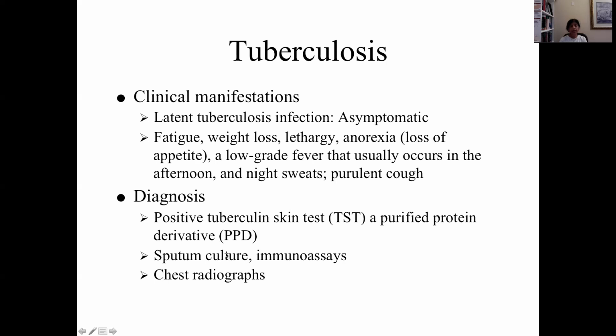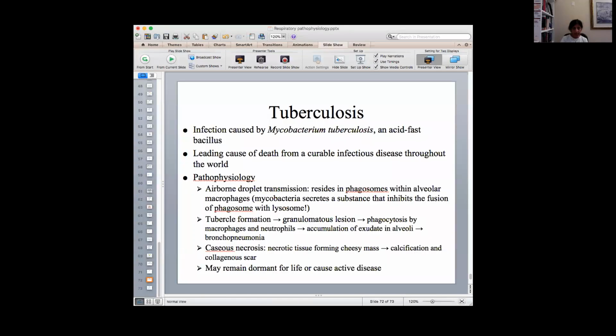Okay, it's diagnosed by the positive tuberculin skin test, where a purified protein derivative is placed, and if there is a reaction, then you're positive. It does not mean that you have the active disease, but you carry the bacteria. Sputum culture, immunoassays, X-ray are the other guides to diagnose the disease. All right, this is everything for us.